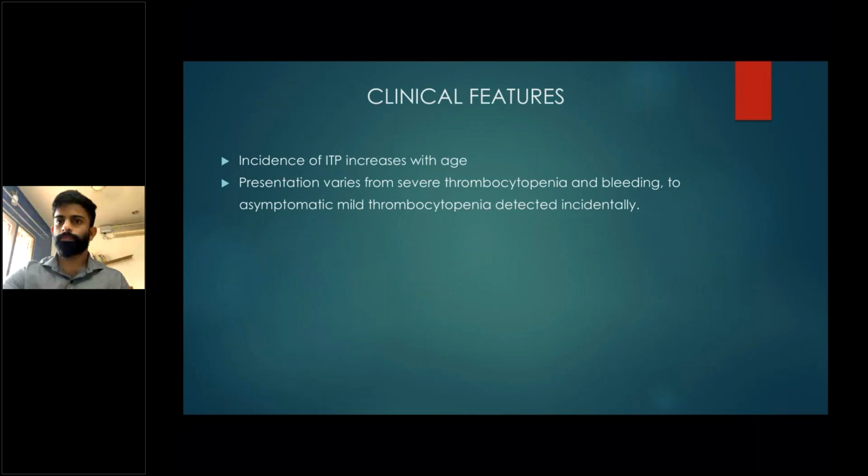Next, we have clinical features. The incidence of ITP increases with age, but it's more common in young women. Presentation varies from asymptomatic mild thrombocytopenia detected incidentally to severe thrombocytopenia with bleeding. So there will usually be asymptomatic mild thrombocytopenia. Sometimes it can have severe thrombocytopenia and bleeding. So what do we do next?